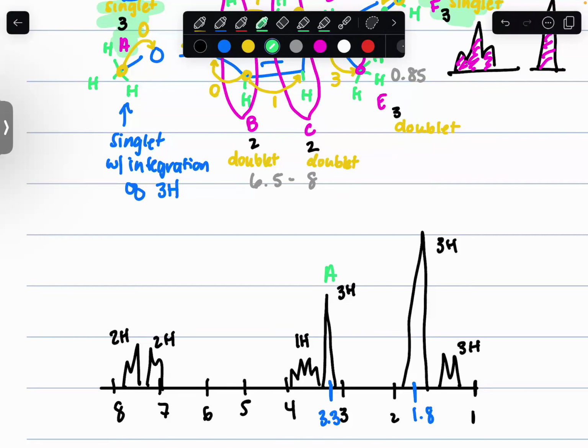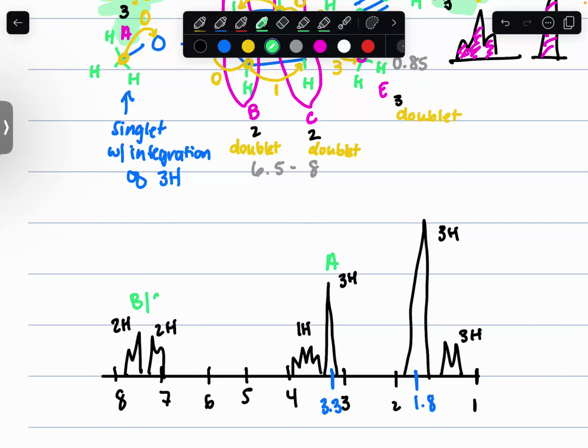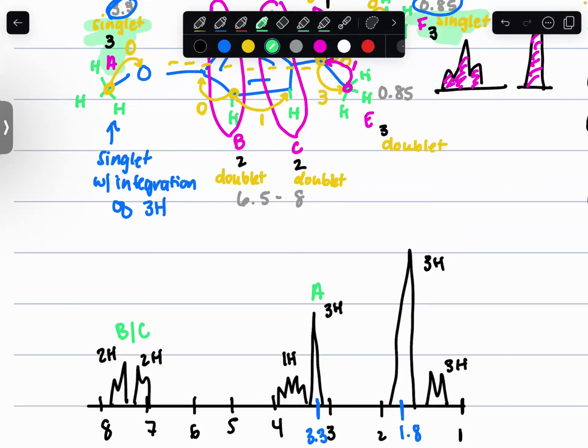Next, B and C, we're looking for two doublets in the aromatic region. And would you look at that? We have just two doublets in the aromatic region. So we know that these are B and C. You don't know which is which, but you could take a pretty strong guess because electronegativity will push one more upfield or downfield. If you wanted to get real exact, you could say that this one is B and this one is C, because B is closer to that oxygen atom.